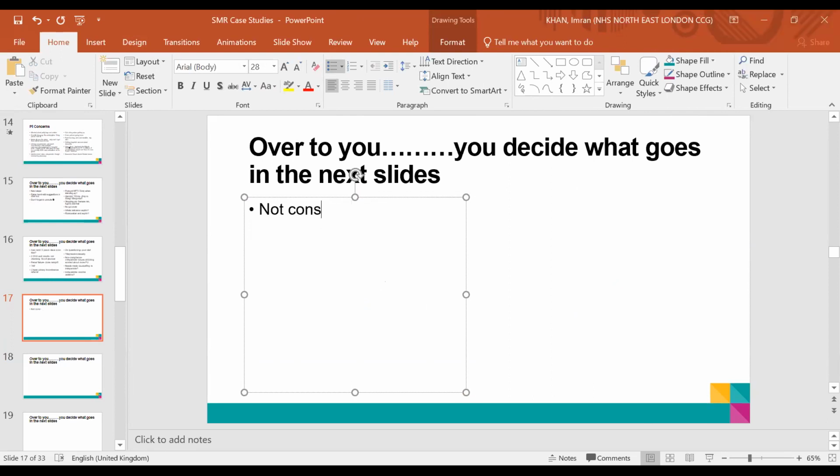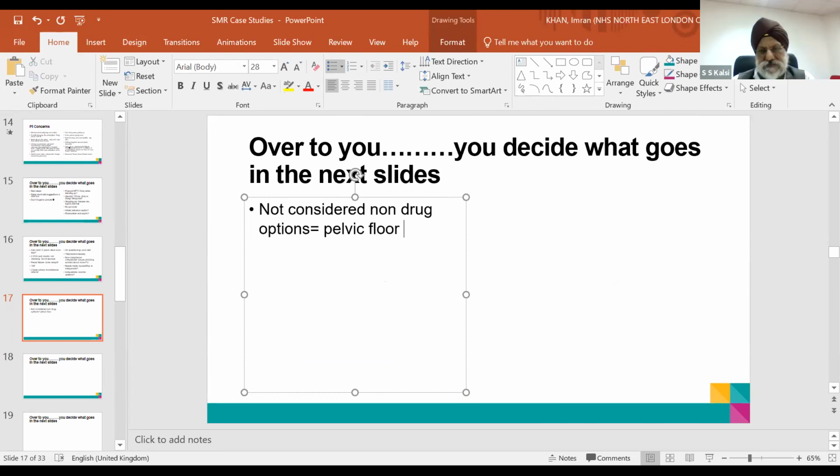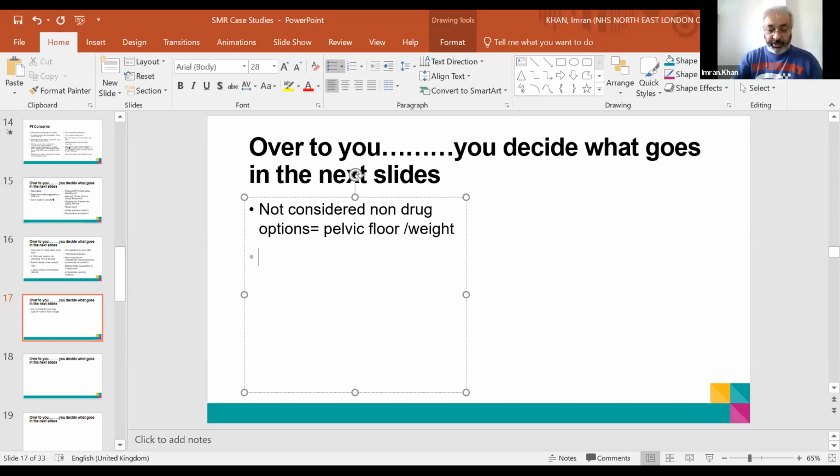So that would be the thing I would be suggesting, is to really explore the pelvic floor exercises and doing some lifestyle change. I mean, does she drink caffeine, alcohol? No alcohol. No, no alcohol. Okay. Caffeine? Only tea, not coffee.